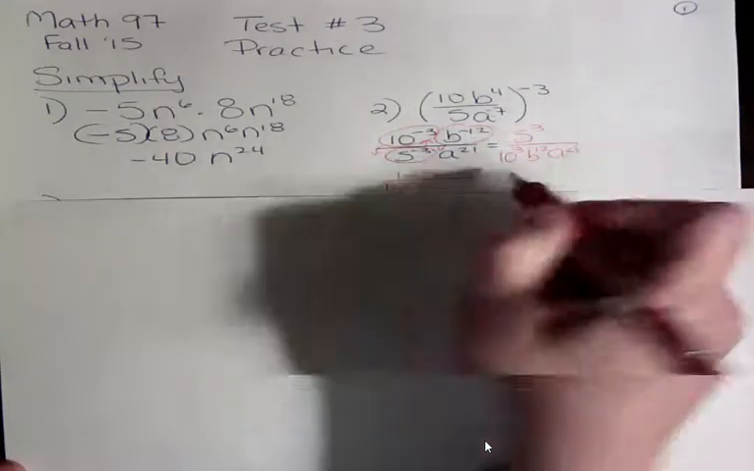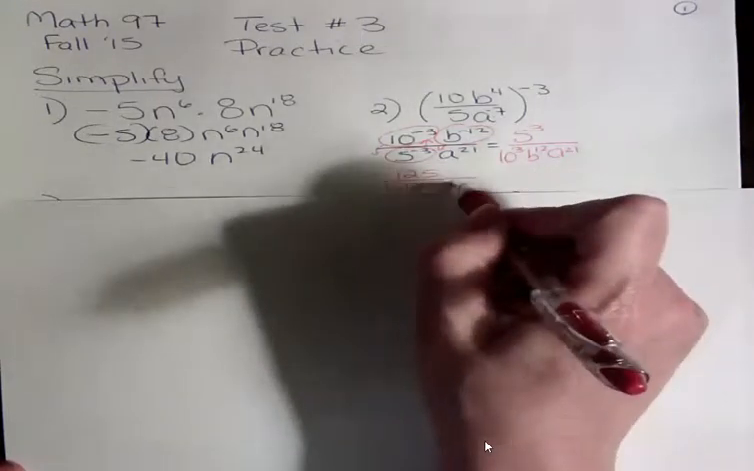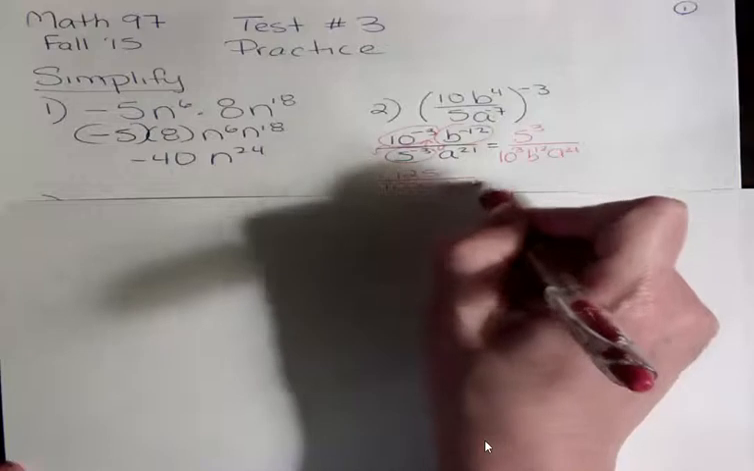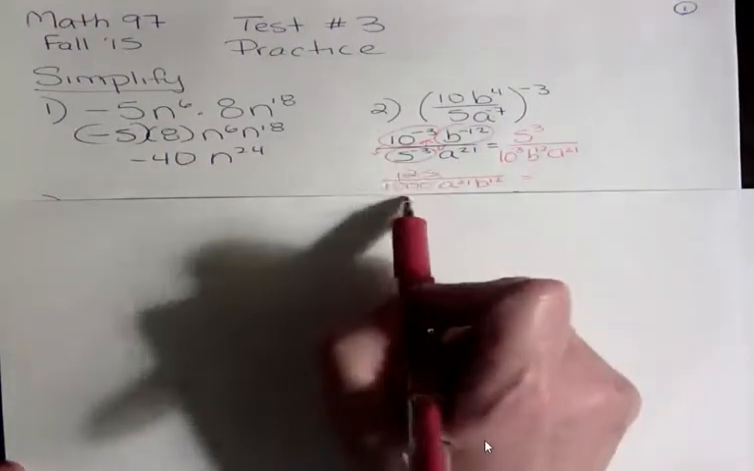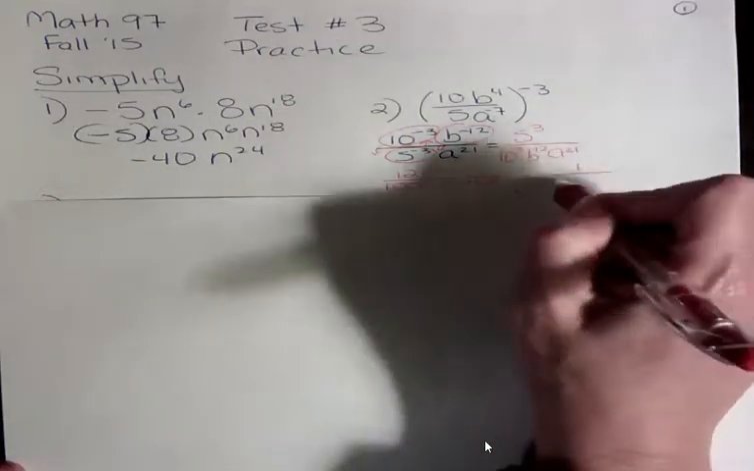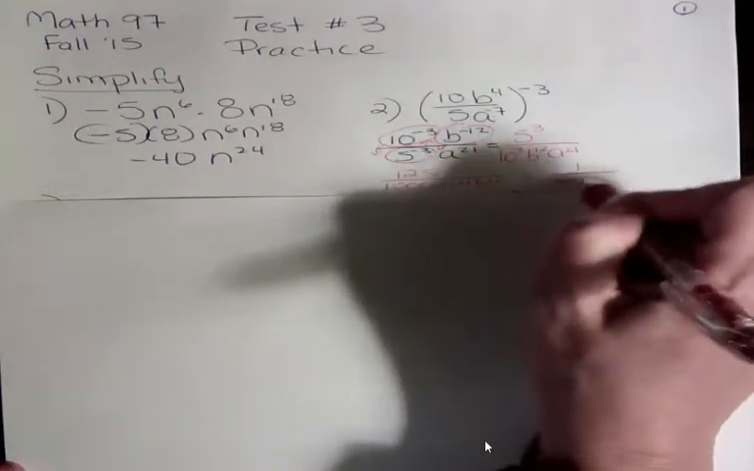I'm going to rewrite this alphabetically, a to the 21st and b to the 12th. And then my final answer, I'm going to reduce 125 over 1,000, so I get 1/8, and then a to the 21st, b to the 12th.